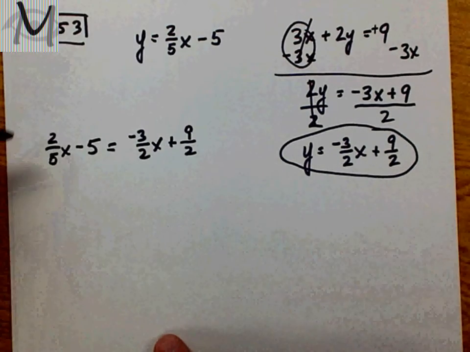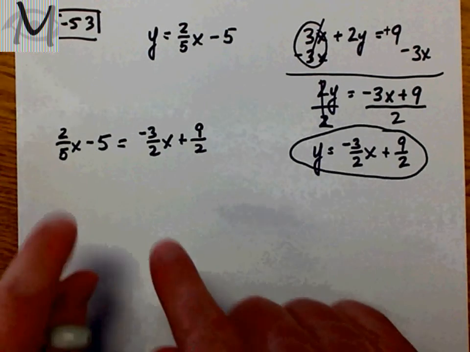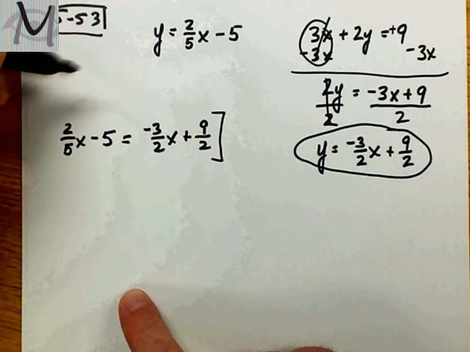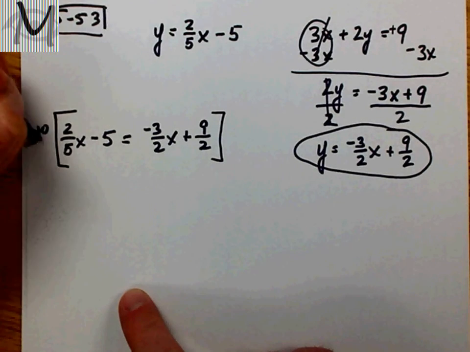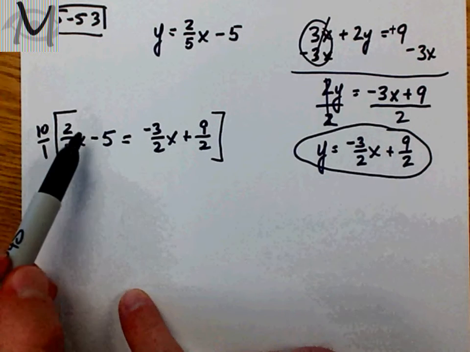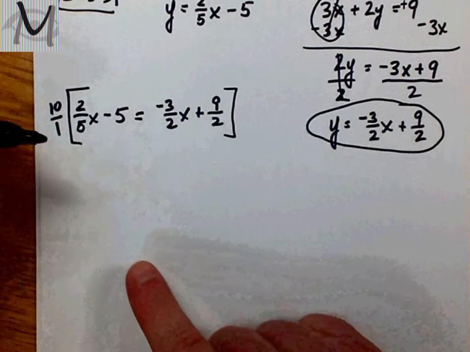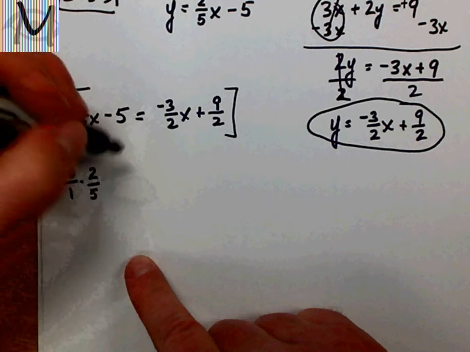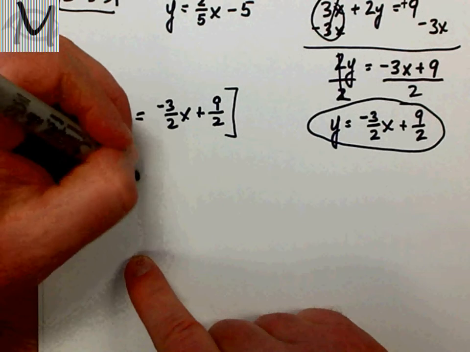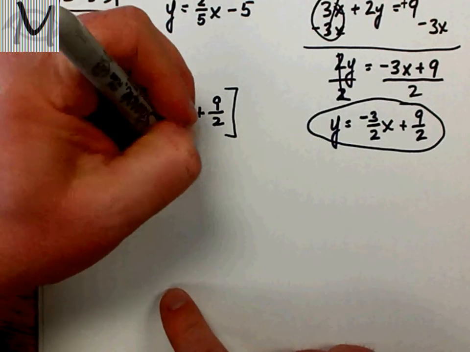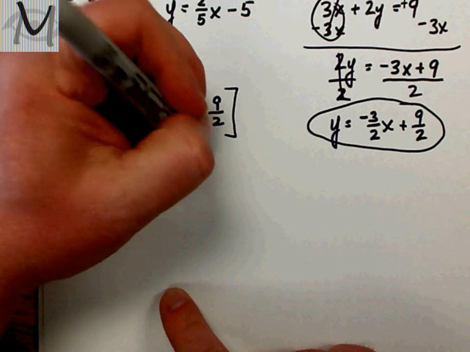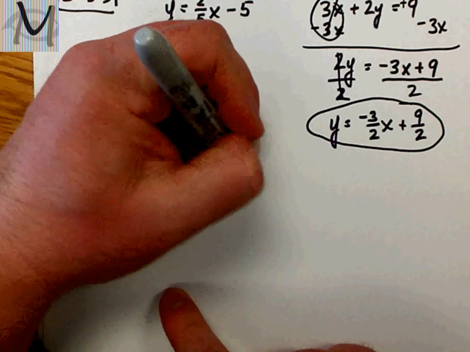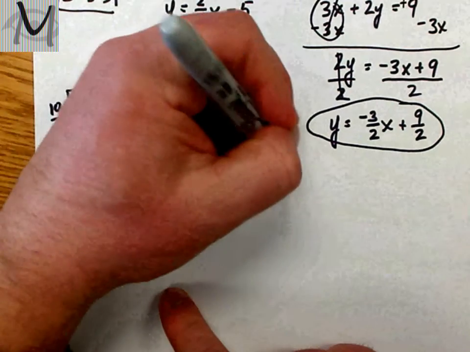And again, we don't want fractions. So we see 5s and 2s, so we're going to multiply all the way through by 10. Remember, I'm doing it equally to both sides, so I'm good. 10 over 1 times 2 over 5x minus 10 times 5 equals 10 over 1 times negative 3 over 2x plus 10 over 1 times 9 over 2.